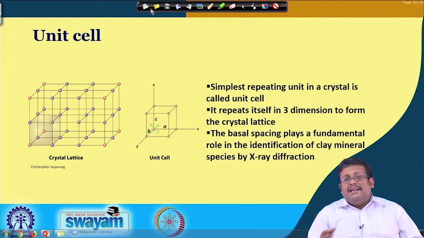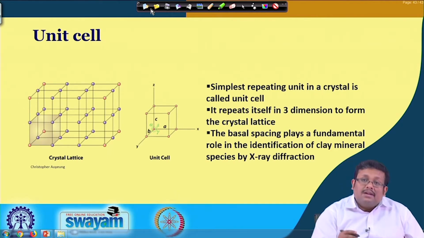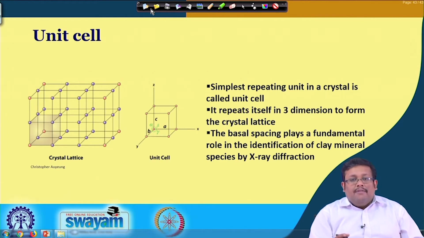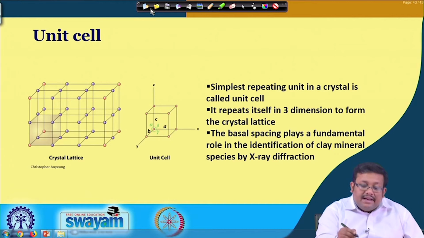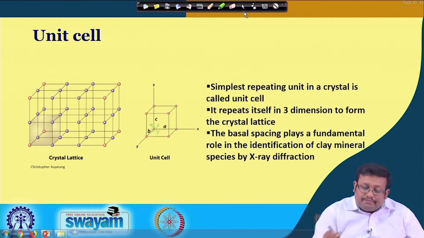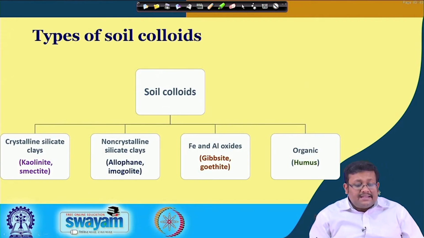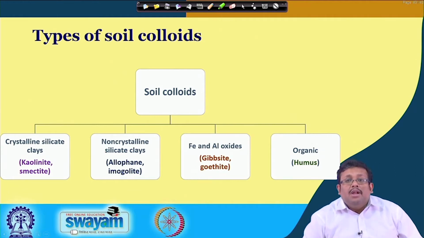So, you have a basic idea of what is a unit cell and what is a crystal lattice. So, similar construction can be found in clay also. We will see that in a while. So, let us go to the next slide and see what are the different types of soil colloids.